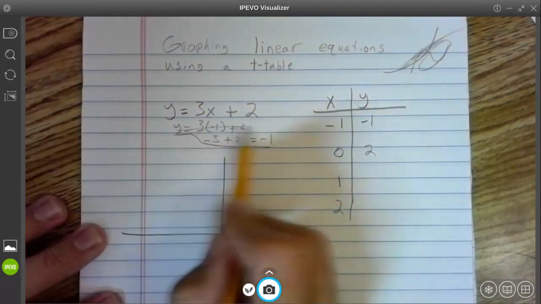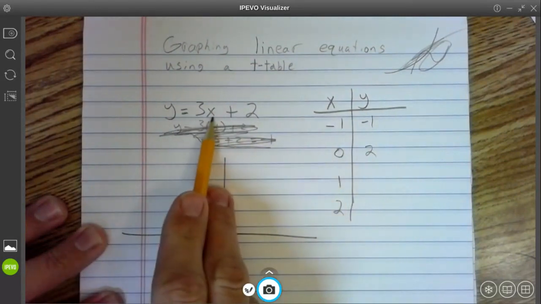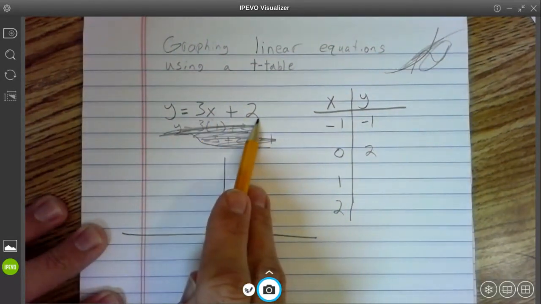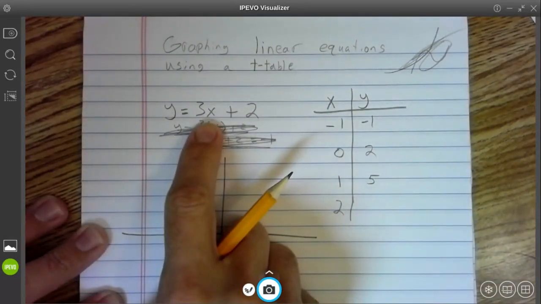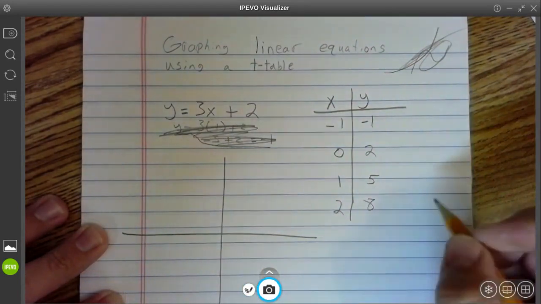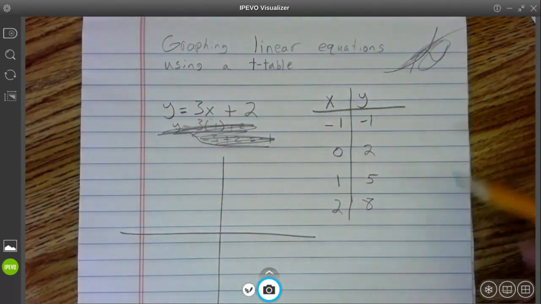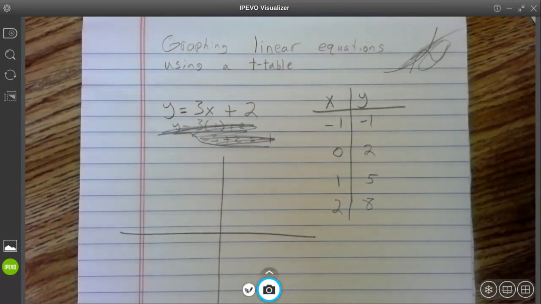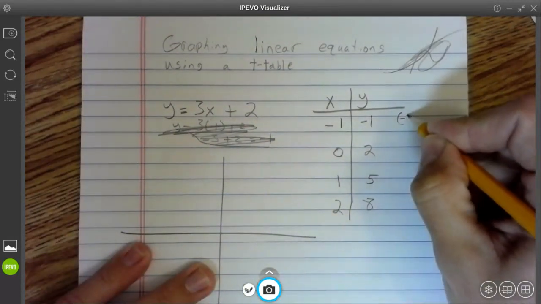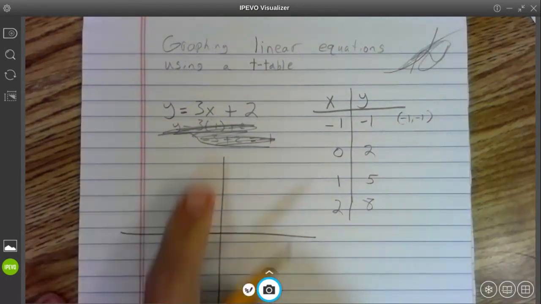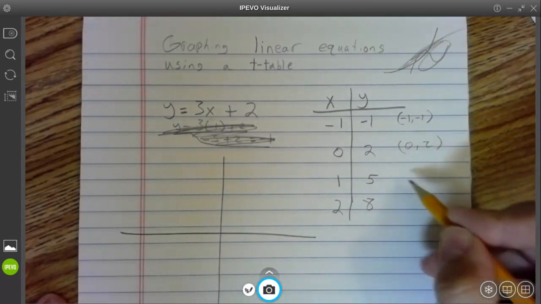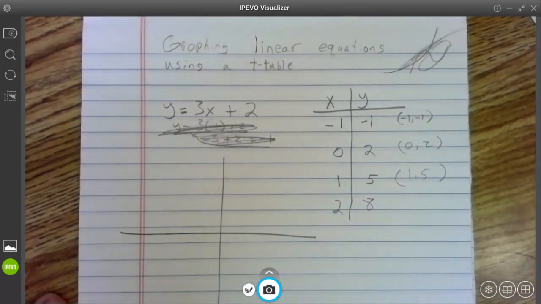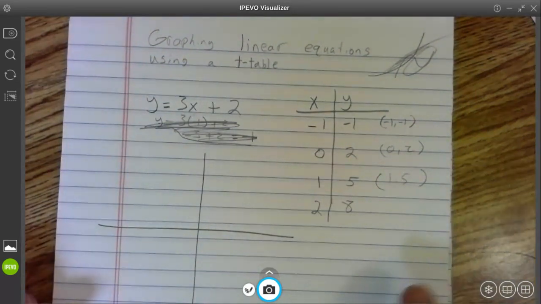Plug in 1 for x. 3 times 1 is 3, plus 2 is 5. Plug in 2 for x. 3 times 2 is 6. 6 plus 2 is 8. I'm probably not going to use that one. But these are ordered pairs. All right, so like -1 comma -1 is going to be on the graph of this line. 0 comma 2 is going to be on the graph. 1 comma 5 is going to be on the graph. So I'm going to plot these points, and it's going to make a nice pretty line.